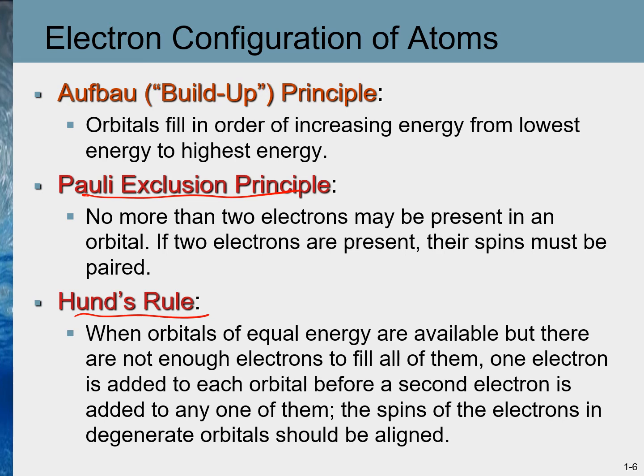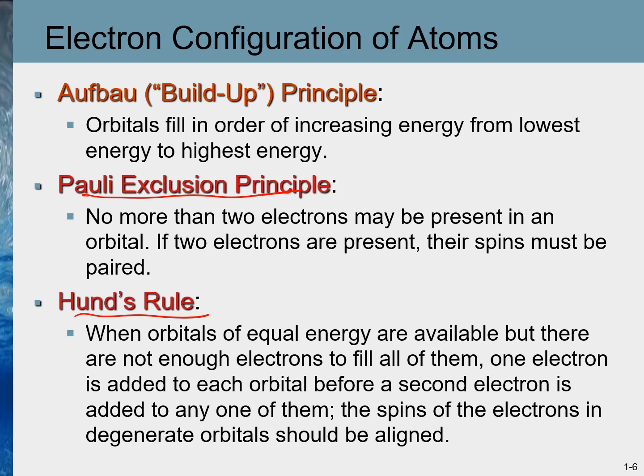The Pauli exclusion principle states that no more than 2 electrons may be present in an orbital. So if 2 electrons are present within the same orbital, their spins must be paired. In other words, the spins of those 2 electrons will be opposite. If one electron is spinning clockwise, then the other one will spin anti-clockwise.